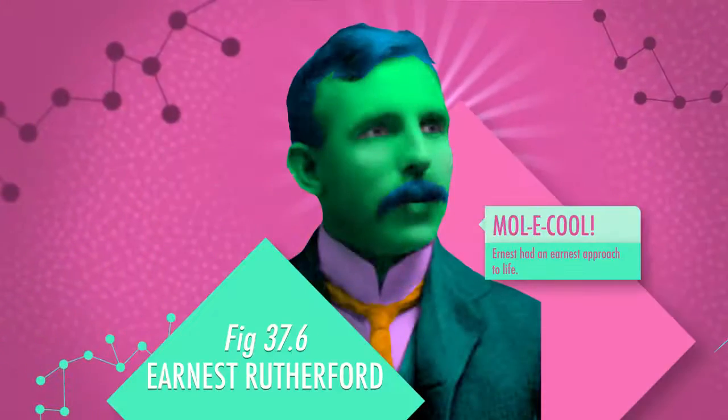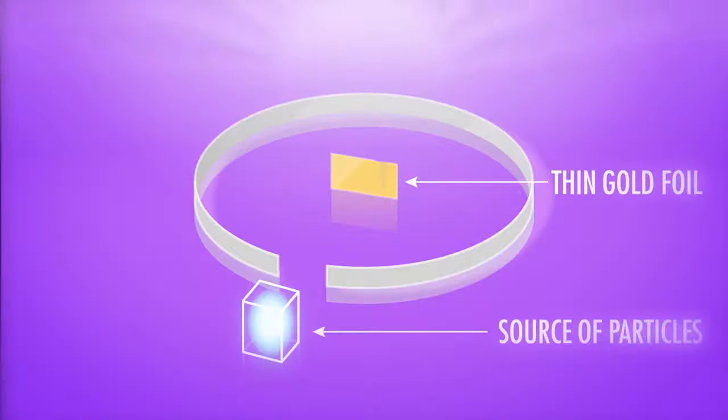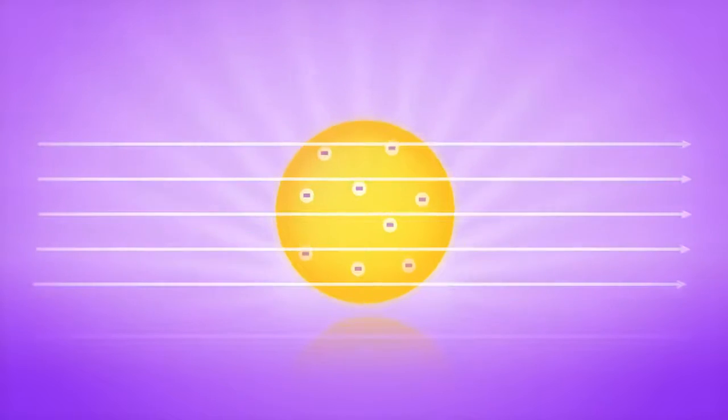The next big step was taken by New Zealander Ernest Rutherford in 1909. He designed an experiment using an extremely thin sheet of gold foil and a screen coated with zinc sulfide. He bombarded the foil with alpha particles, which he didn't really know what they were, just that they were produced by the decay of radium, they were positively charged, and they were really, really small. He expected them to just fly right through the foil with no deflection, and many of them did just that.